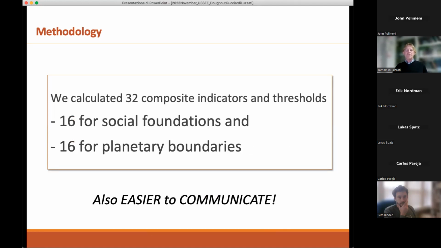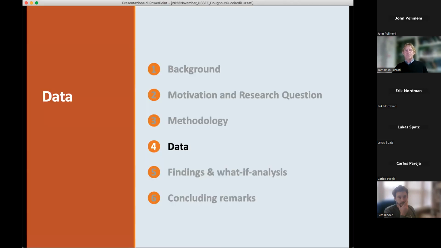An advantage of this approach is that it's easier to communicate, because if you have to compare countries and just compare the data of the countries, it is somehow easy to make a pairwise comparison of the data, but it becomes much more difficult if we want to compare several countries. So in a sense, one advantage of our proposal is that it is also easier to communicate.